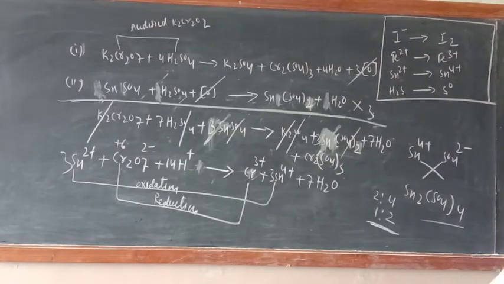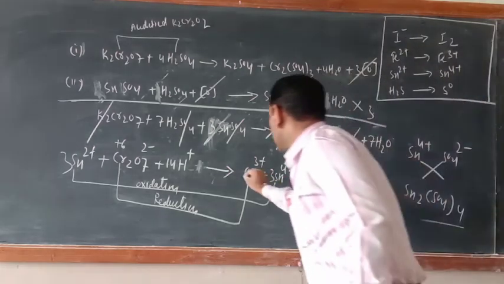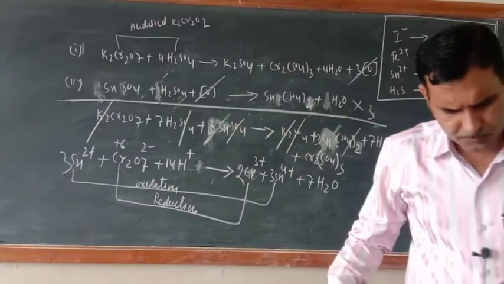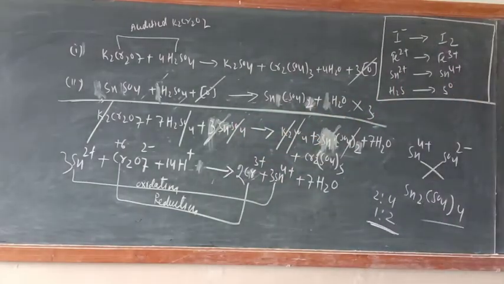Ionic form also you can write. So I hope that you have got this one. 2Cr3 positive. Please write down here 2Cr3 positive. Now rest everything is balanced.